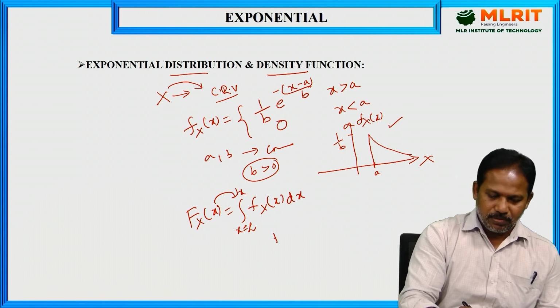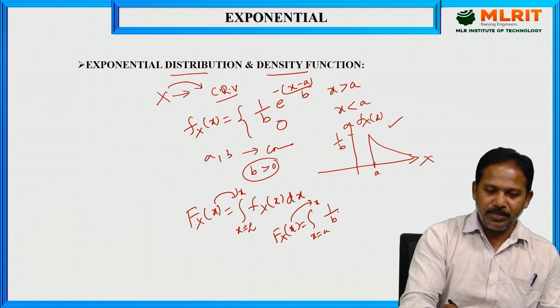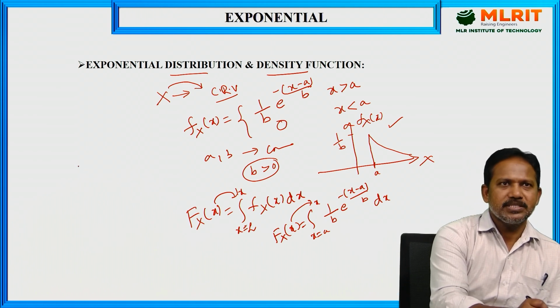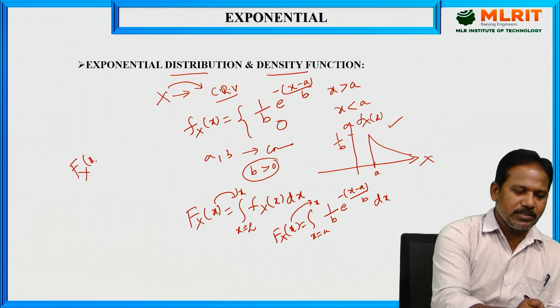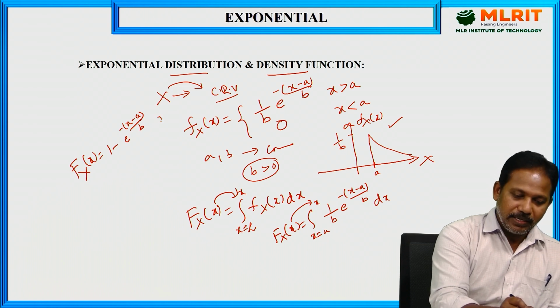So here F_X(x) is equal to the integral where my lower limit will be taken as a and my upper limit will be taken as x, of 1 by b into e power minus of (x minus a) by b dx. I need to find the integration for this one. So we can get F_X(x) is equal to 1 minus e power minus of (x minus a) by b for x is greater than a.